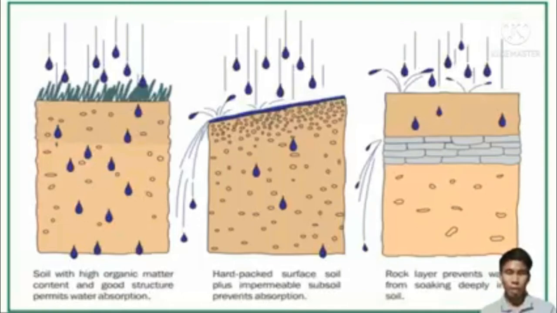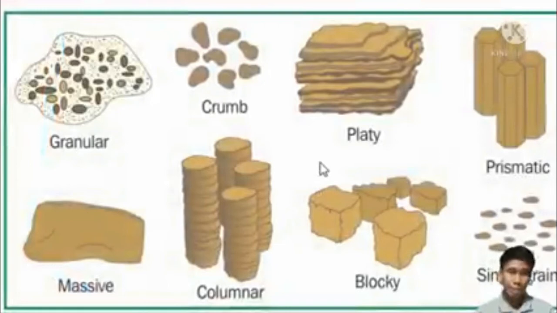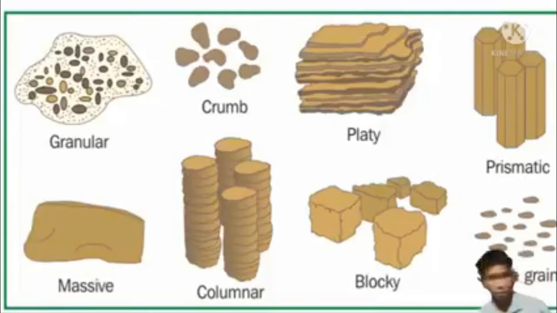So these are the soil characteristics related to texture, and it shows these three pictures. These are examples of soil structure. We have the granular, platy, prismatic, massive, columnar, blocky, and single grain. These are the categories in soil structure.